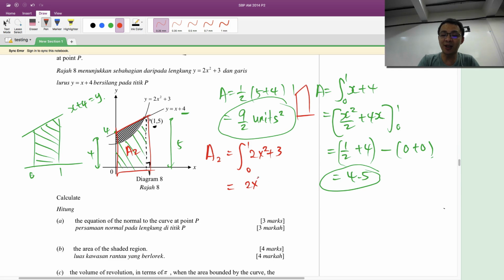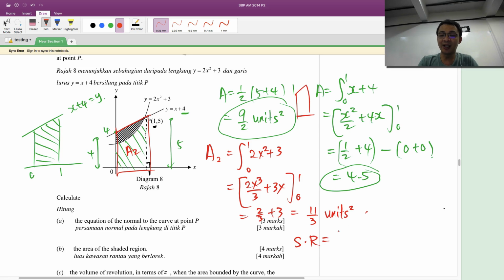Then I integrate this one, I get 2x cubed over 3 plus 3x. From 0 to 1, you can ignore 0, because substituting 0 into here, you get 0. So you just care about 1. Substituting 1 into here, you get 2 over 3 plus 3. So basically this is 9, so you get 11 over 3 unit square. So in order to get the shaded region, I just use the trapezium, which is 9 over 2, minus the A2, 11 over 3. So you can say 4.5 minus 11 over 3. So you get 5 over 6 unit square. Okay, this is how we find the area of the shaded region.